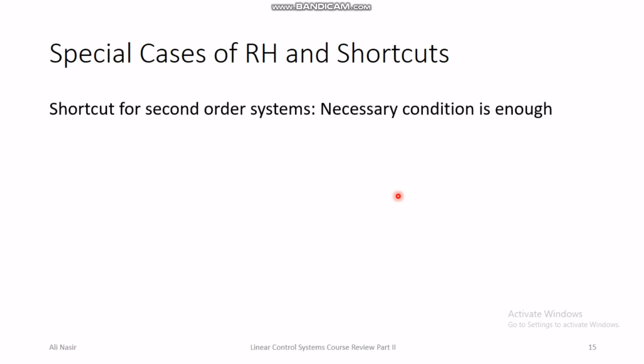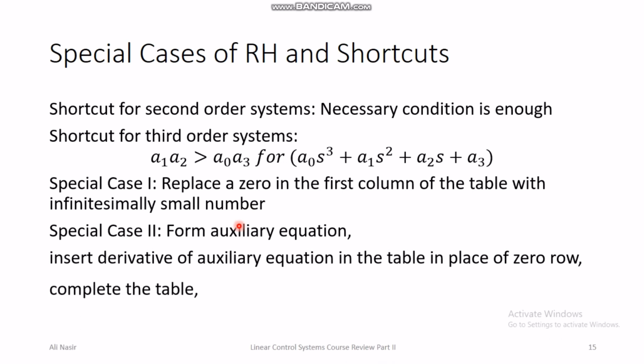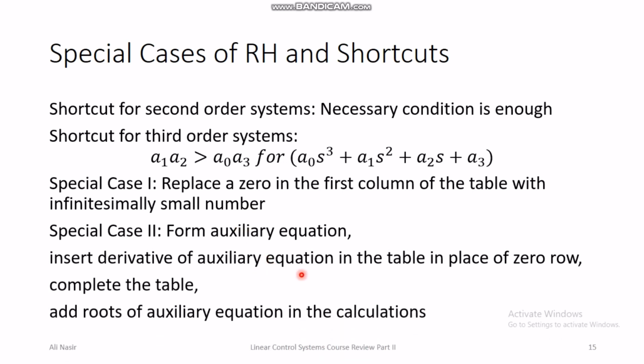There are special cases of Routh-Hurwitz and shortcuts. For a second order system, the shortcut is that just by looking at the second order transfer function, you can tell whether it is asymptotically stable or not. And for a third order system, you have to do a small calculation in addition to the necessary condition. For special case 1, you replace the 0 in the first column with a small number epsilon. For the second special case, you form an auxiliary equation, calculate its derivative and plug it into the table and complete the table, and then you include the roots of the auxiliary equation in the calculations of stability.